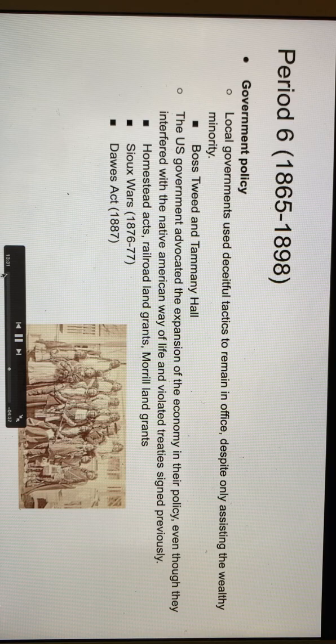The Homestead Acts, the railroad land grants, the Morrill land grants, all extended into Native American territory, which led to the Sioux Wars, in which the Americans won, and the Dawes Act was really a change in Native American policy in which they were to become citizens and ignored as a nation.